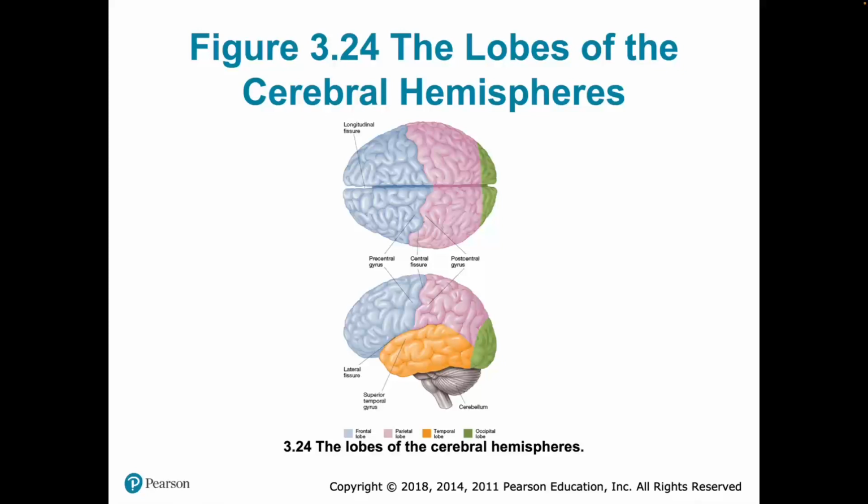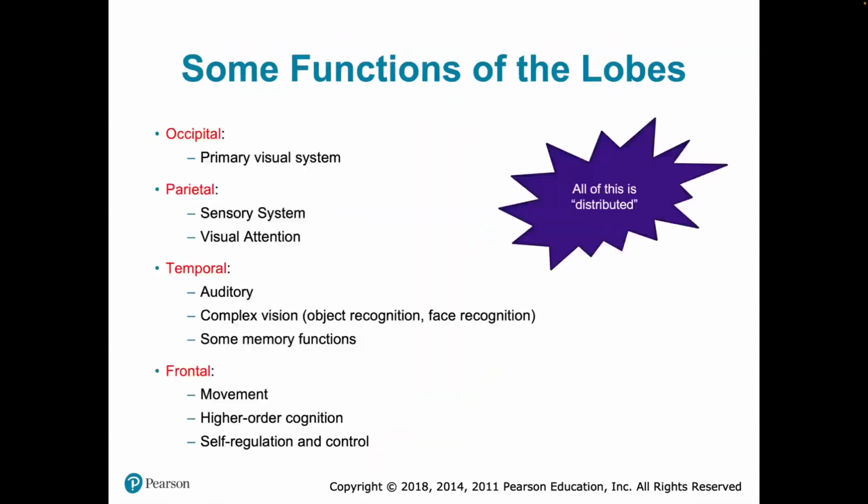Okay, in this final video, we're going to talk about some of the functions of the lobes of the cerebral cortex, and then we'll talk about additional structures, the limbic system, and the basal ganglia that hang out sort of within this cerebral cortex and what they do. And this will be the last one for chapter 3.